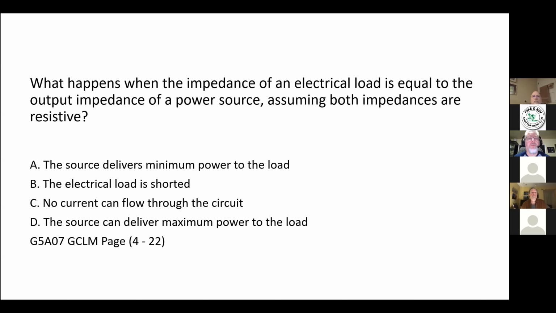What happens when the impedance of an electrical load is equal to the output impedance of a voltage source, assuming both impedances are resistive? A, the source delivers the minimum power to the load. B, the electrical load is shorted. C, no current can flow through the circuit. Or D, the source can deliver the maximum power to the load. Delta is correct. You have matching loads, so you're getting the most out of it.